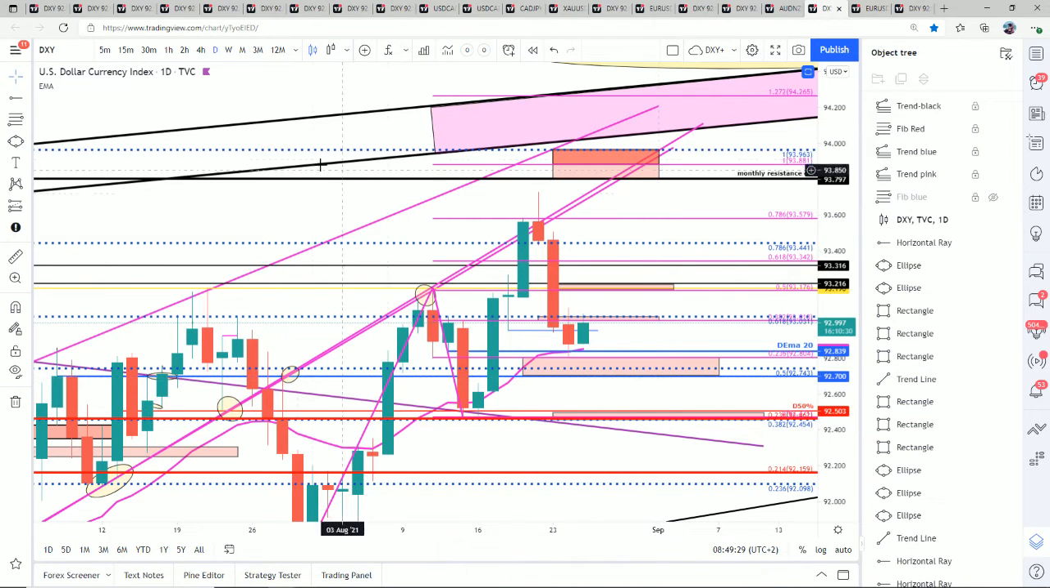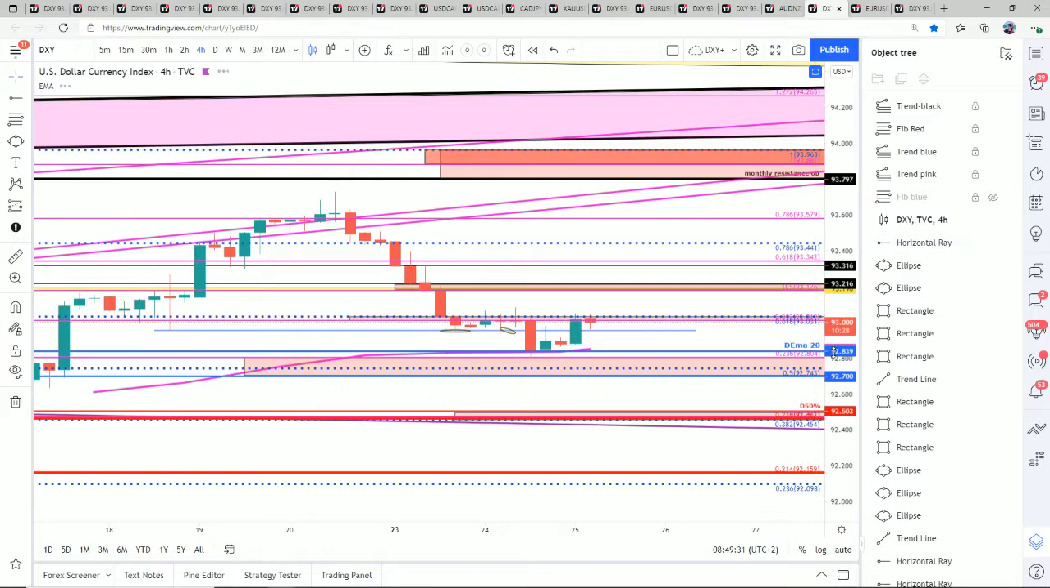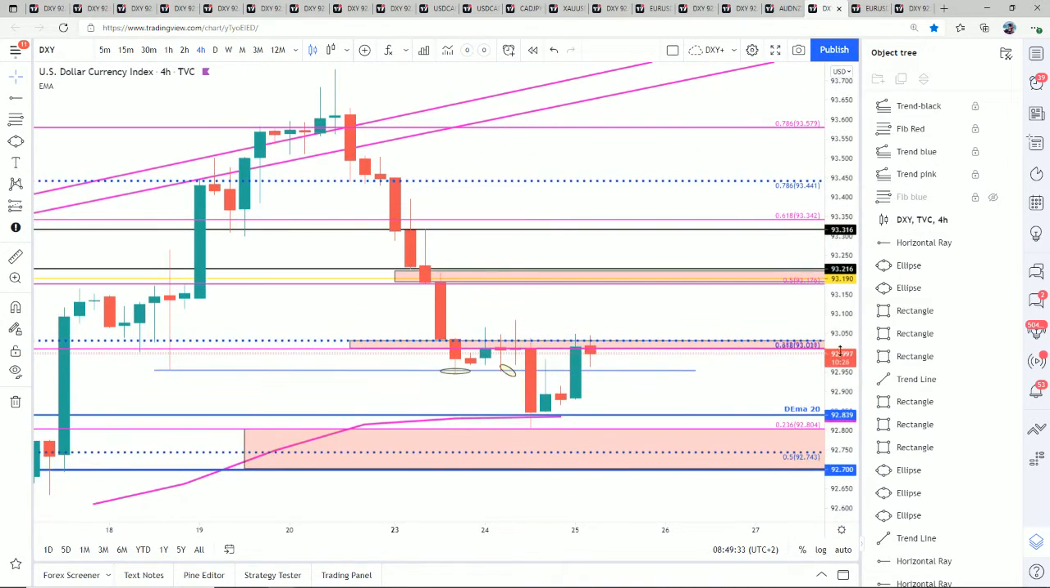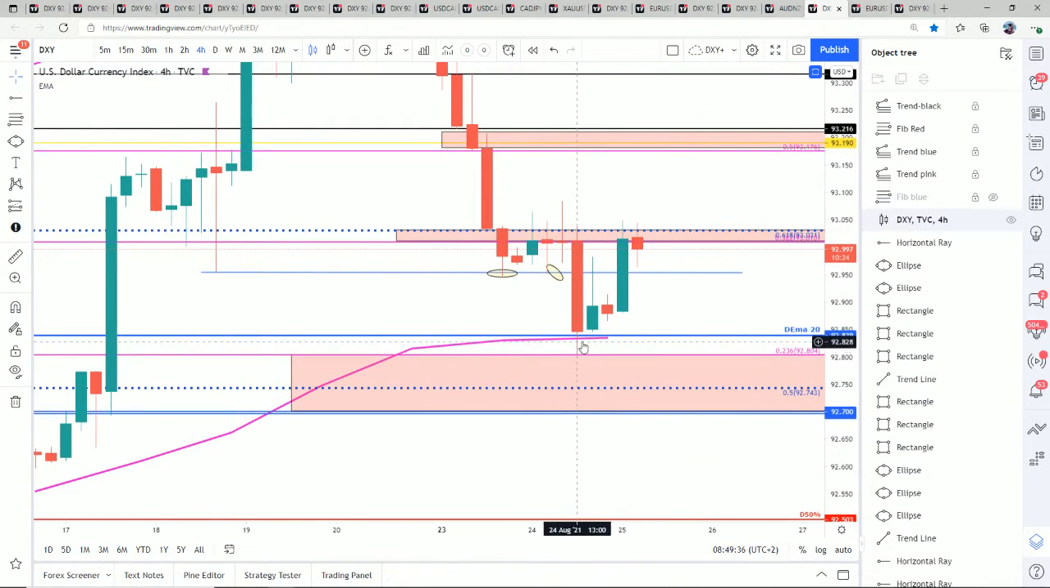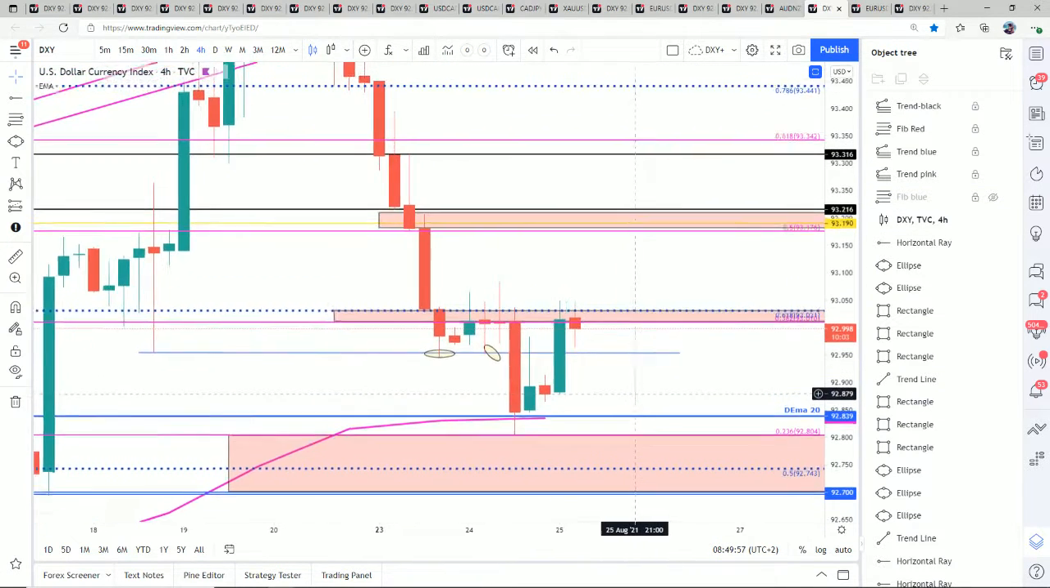What is very interesting too, and yesterday I mentioned it in our chat room, is the daily 20 moving average here. And this 20 moving average has been coming in exactly at the same place on the EURUSD. I mean, it was on the opposite side, but that's what has been holding the price. So we have this 236 fib and the 20 EMA that has been holding.